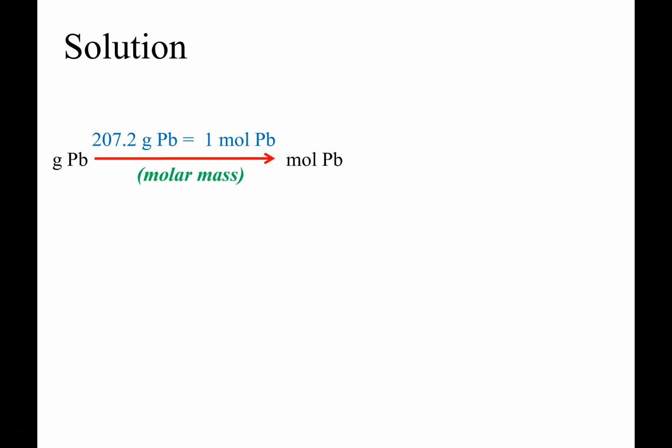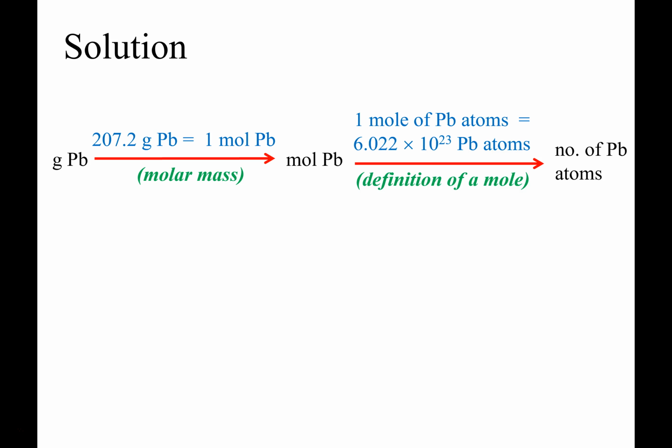Okay, so then we're not done with the problem because we don't want moles of lead. We want atoms of lead. So then we have to finish off this way. We can go from moles of lead to number of lead atoms using 1 mole, and 1 mole of lead atoms is equal to 6.022 times 10 to the 23rd lead atoms. Is there uncertainty in 6.022 times 10 to the 23rd? Yes. It's a rounded number.